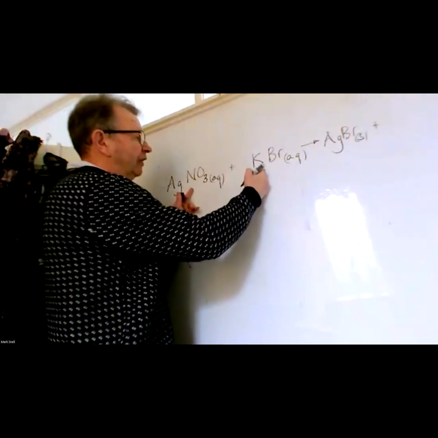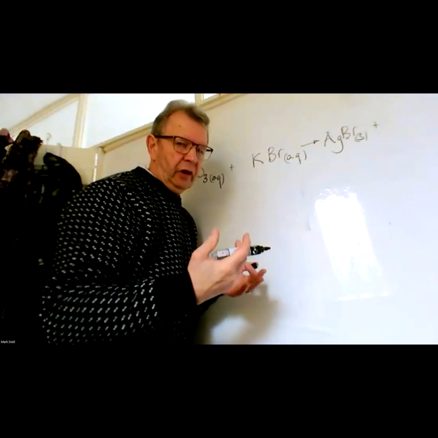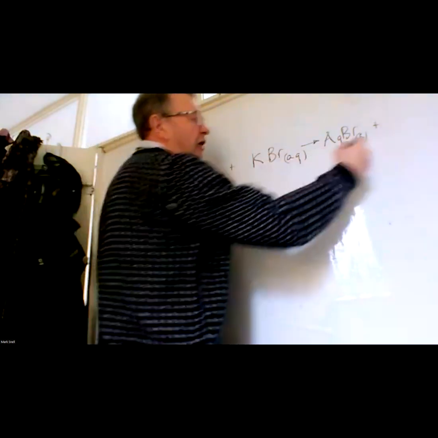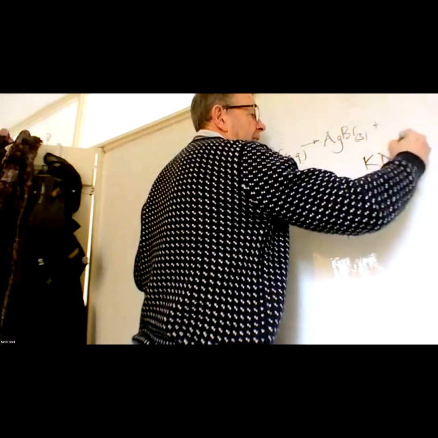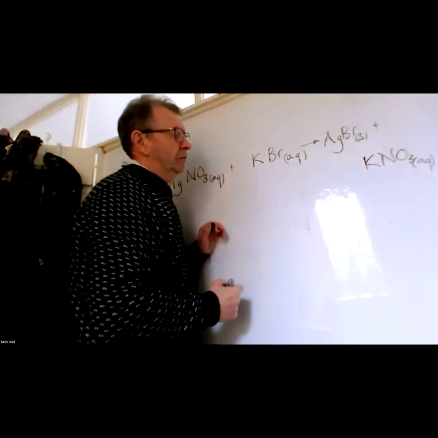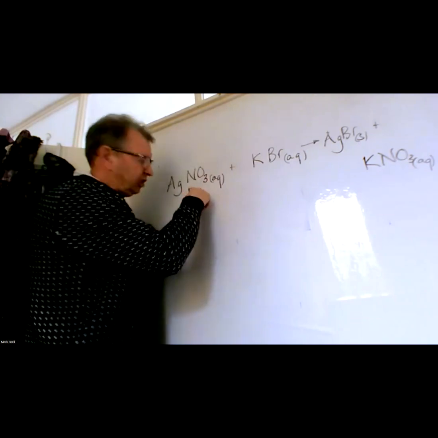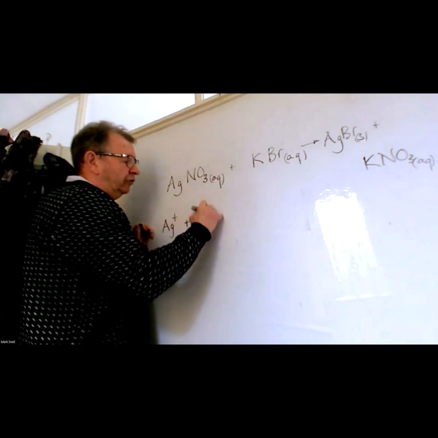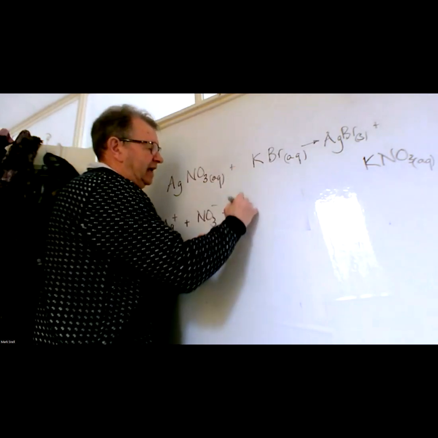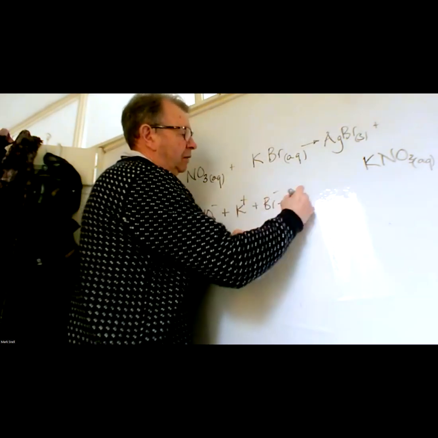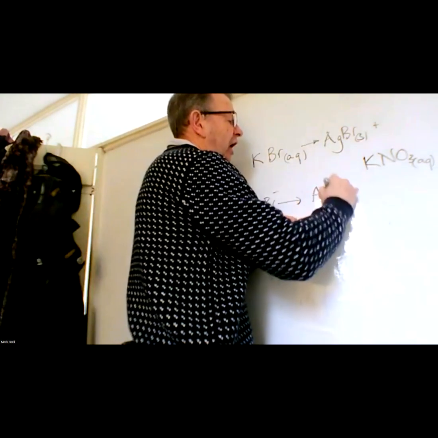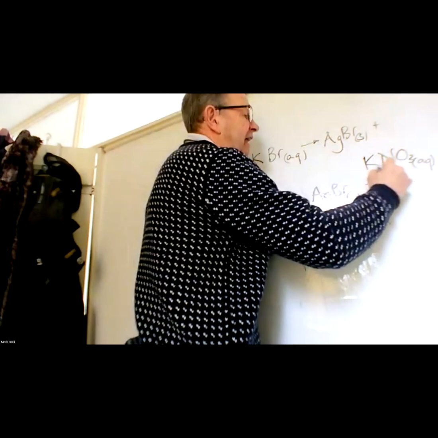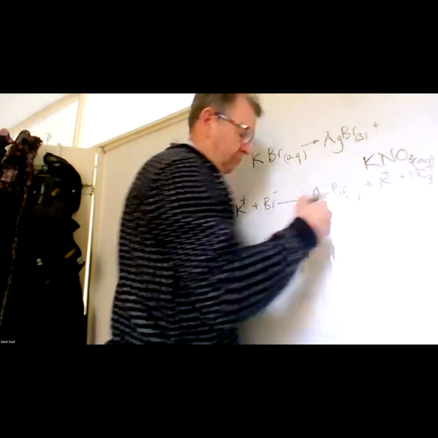And I then also have the other two. It's what we call a double decomposition, swapping over the ions. So the potassium and the nitrate are going to get together. The aq split just like in the last one. So I'm going to get Ag plus and NO3 minus and K plus and Br minus goes to AgBr. AgBr, because it's solid, doesn't split up. And K plus and NO3 minus.